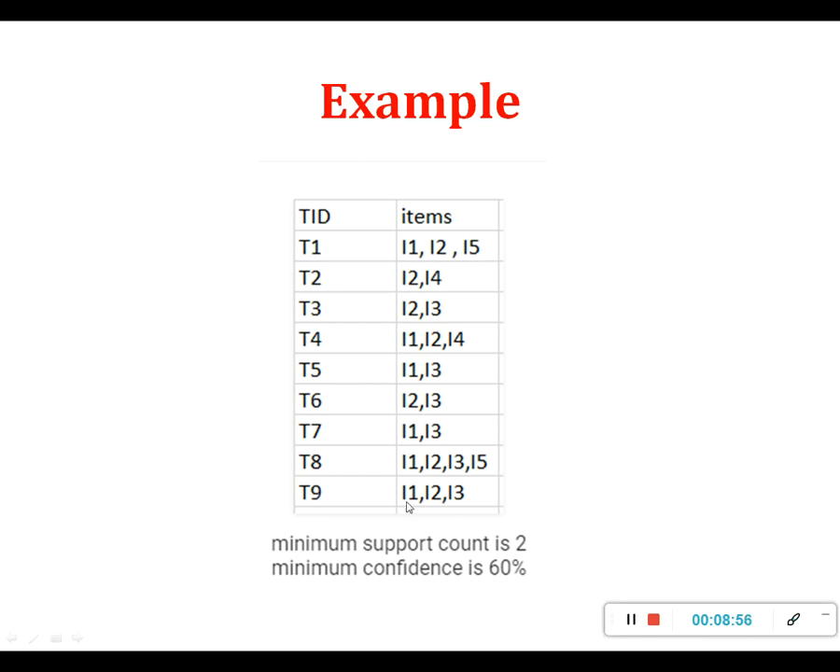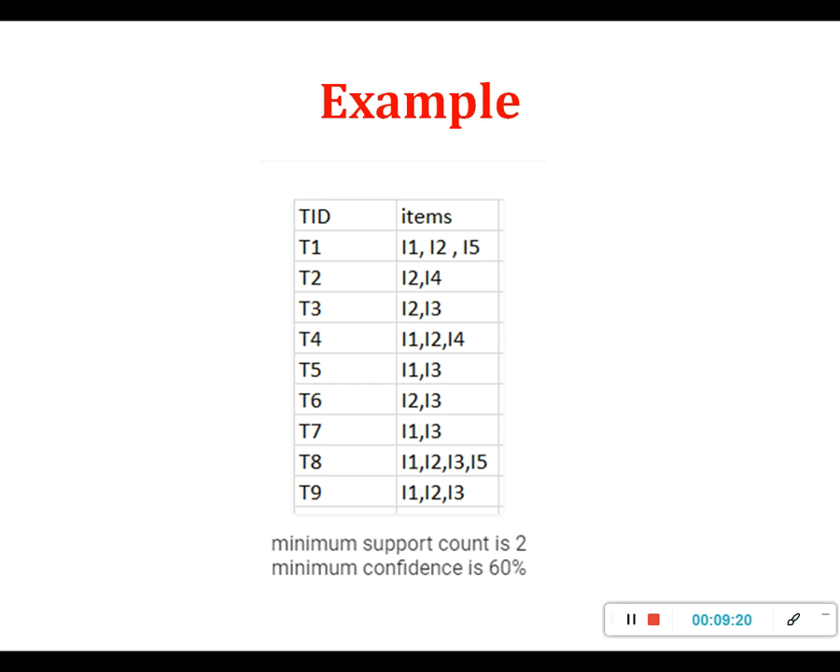So here an example is given, and how many transactions are given here? The 9 transactions with TIDs T1 to T9. These are the 9 transactions given over here, and the item sets there are the purchasing behavior of transaction 1, transaction 2, likewise. So these items are given for each transaction. The T1 transaction has the items I1, I2, I5.